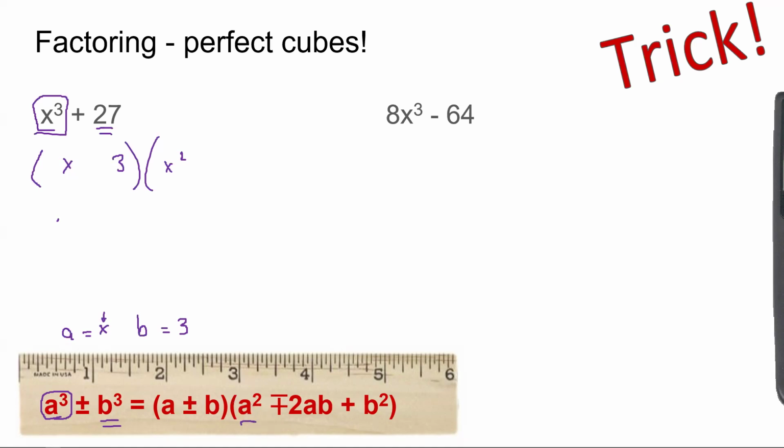All right. And so I need to do 2 times a times b. Well, that would be 2, a was x and b is 3. And then I need b squared at the end. b is 3, so 3 squared would be 9. All right. We straighten this out a little bit, but we do have to figure the signs.